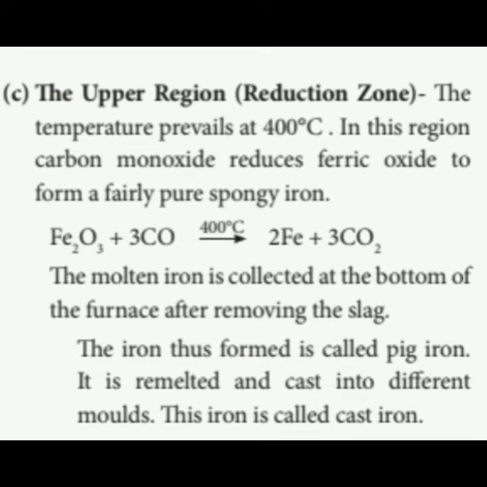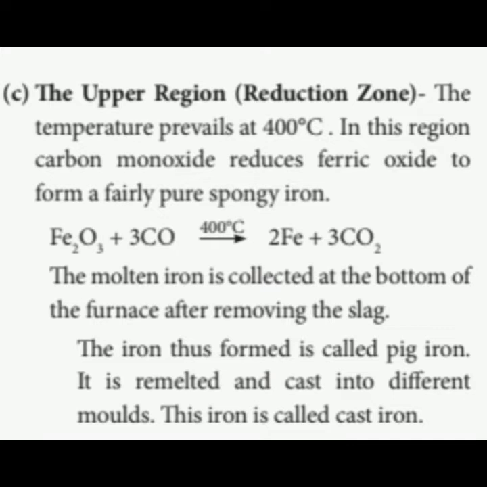The third region, the upper region, is the reduction zone. The temperature is 400 degrees Celsius. In this region carbon monoxide reduces ferric oxide, Fe2O3, to form spongy iron. The Fe2O3, iron oxide, reacts with the CO obtained in the second zone to form Fe and CO2. The Fe formed is molten iron, collected at the bottom of the furnace after removing the slag. Slag means calcium silicate. After removing the slag, the remaining spongy form of molten iron is collected.